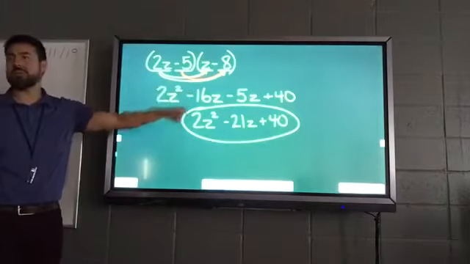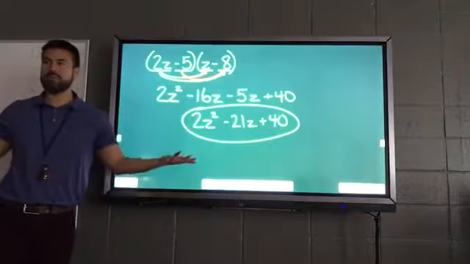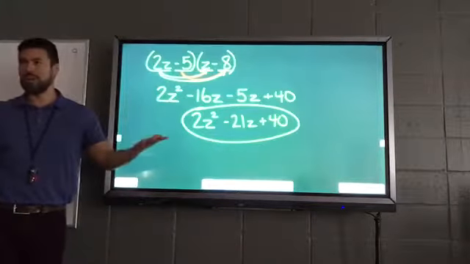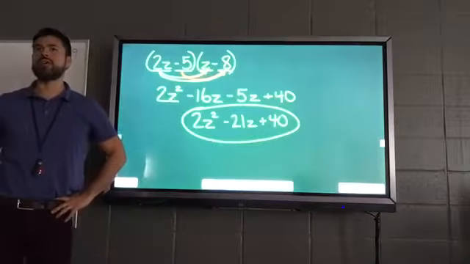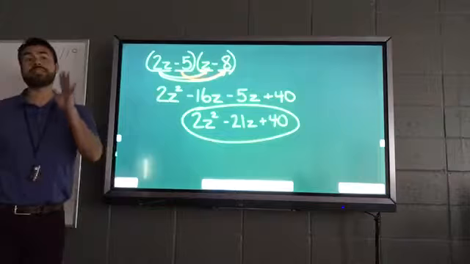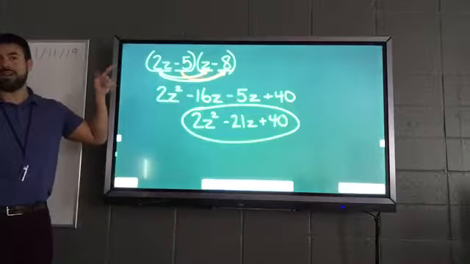No more FOIL, because there is no such thing as FFOOIILL. Isn't that what you do since you have more terms? No. That's not going to help you because there's no acronym that can help you, but there is a property that can help you. Distributive.